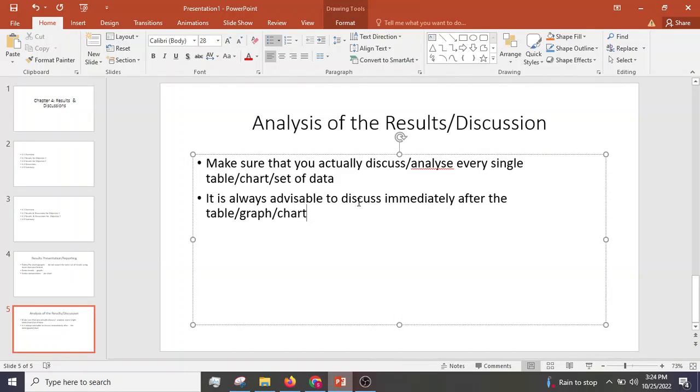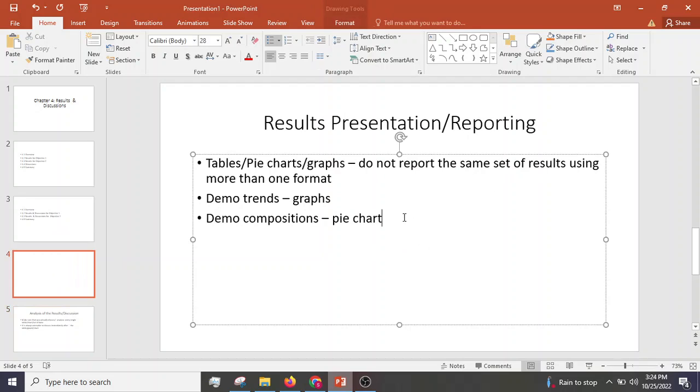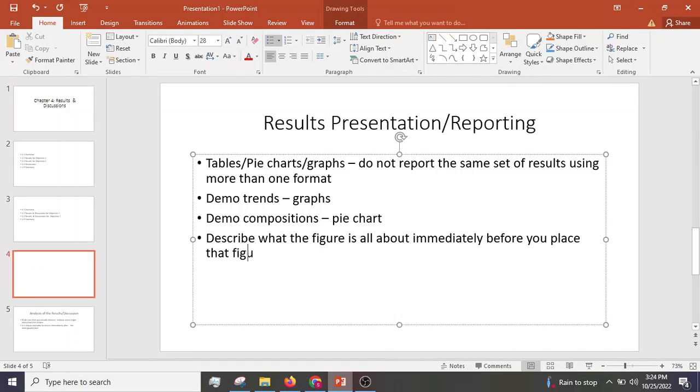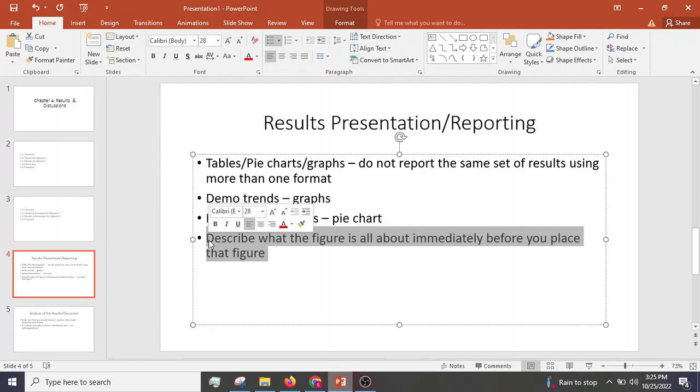But immediately before the tables or the charts, you need to introduce first what that table or figure or chart is all about. So you need to describe what the figure is all about immediately before you place that figure. Actually, this rule is applicable throughout your thesis, from chapter 1 until chapter 4. So make sure that you stick to this rule as well.